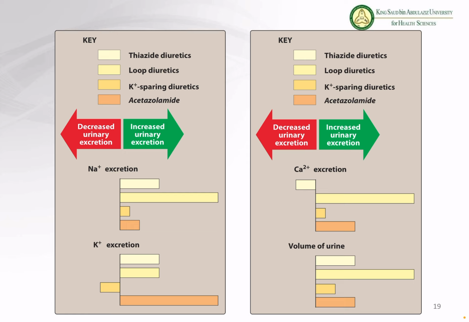If you have a high level of potassium in the blood, it's a problem because we know that potassium is very important for the conduction of the heart. If you have a low level of potassium, again it's a problem. So you can see this slide. We'll go one by one. Sodium excretion, in which case is it high? If you see thiazide, loop, potassium-sparing or acetazolamide.